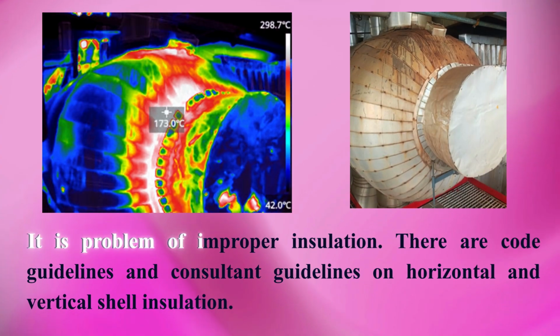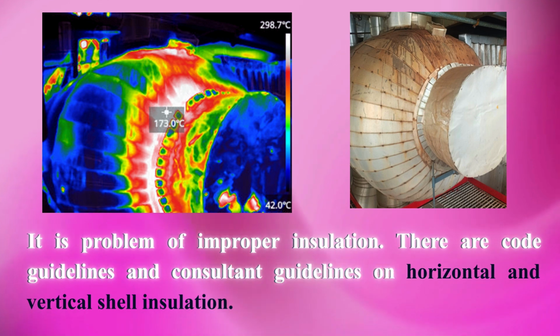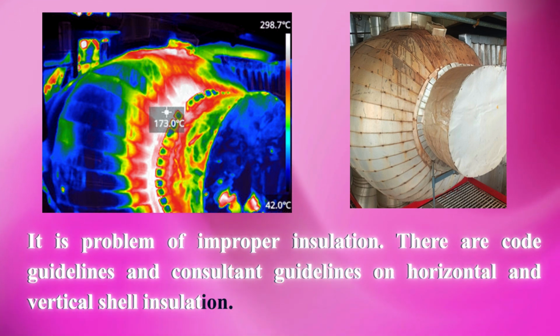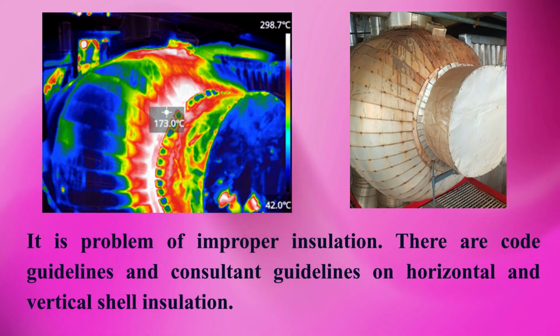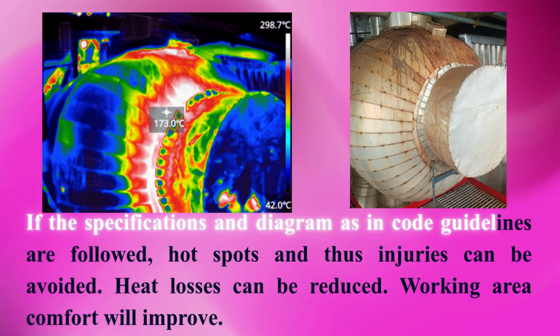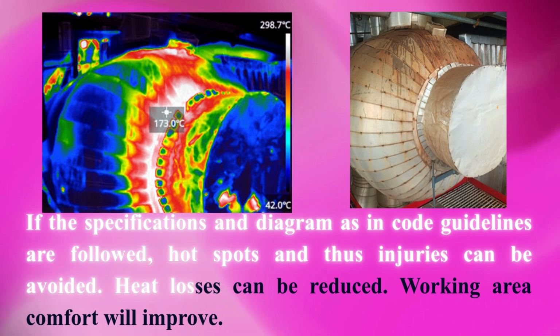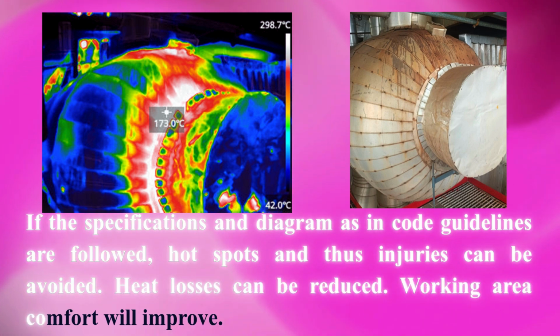It is a problem of improper insulation. There are code guidelines and consultant guidelines on horizontal and vertical shell insulation. If the specifications and diagram as in code guidelines are followed, hotspots and thus injuries can be avoided. Heat losses can be reduced. Working area comfort will improve.